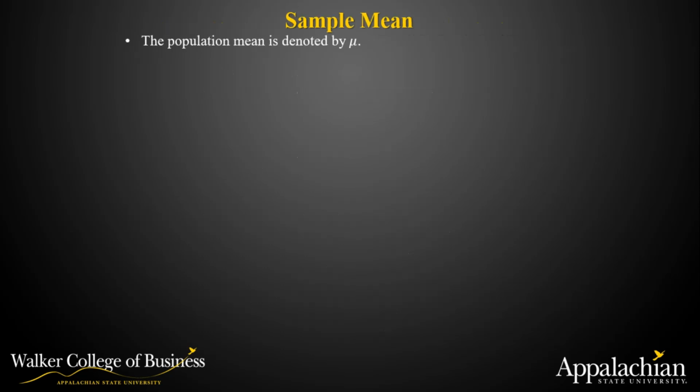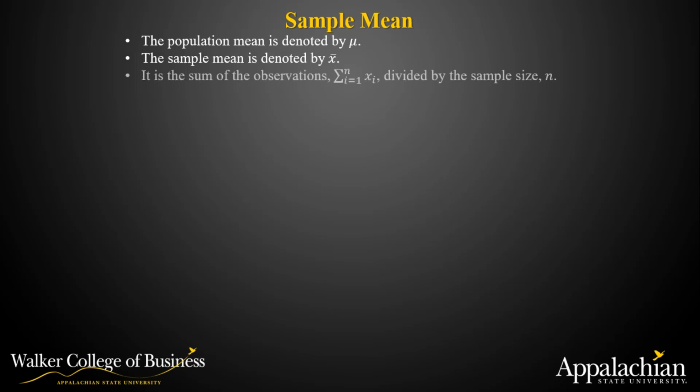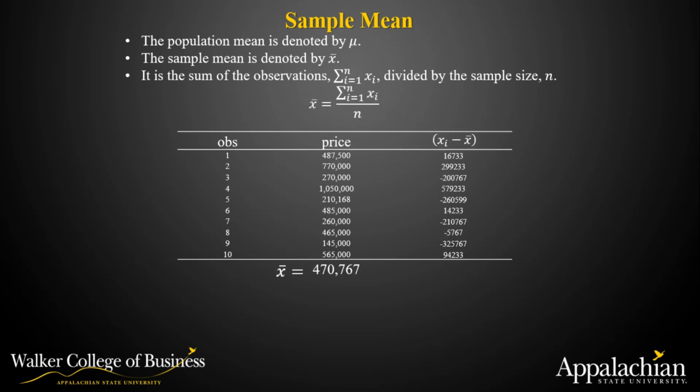So turning our attention to the mean, the population mean is denoted by mu, and the sample mean is denoted by x bar. It is the sum of the observations, so add up x_i, where i goes from 1 to n, and divide it by the sample size n. So for example, here we have a sample of 10 houses with their sales prices, and if we add up all the sales prices and then divide by 10, we'll get a sample mean of $470,767.